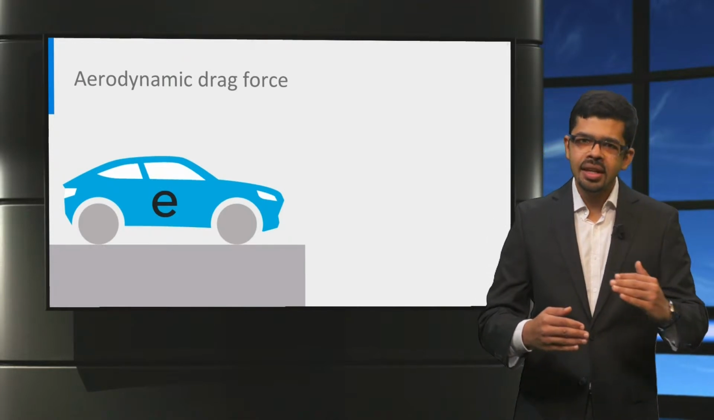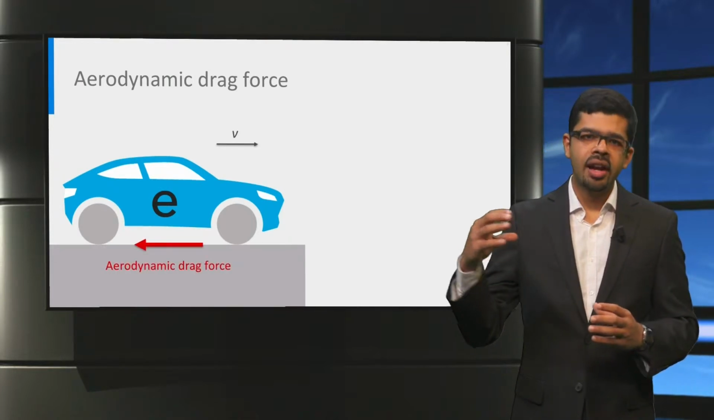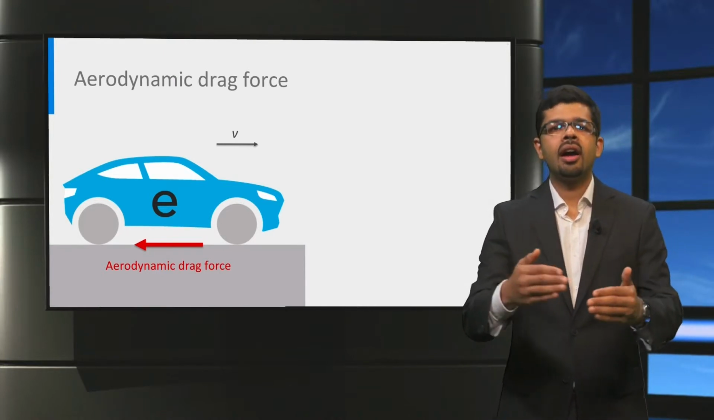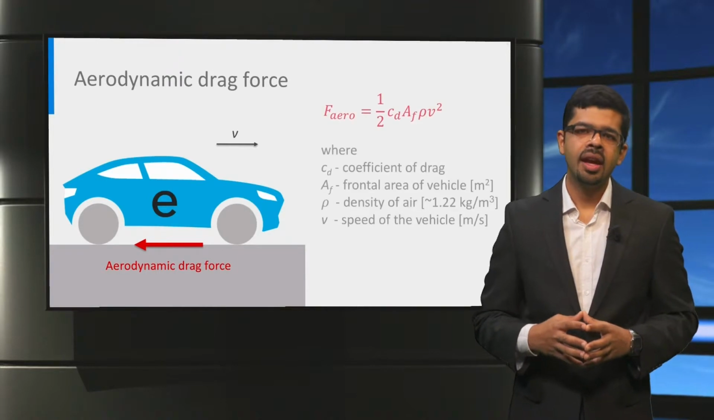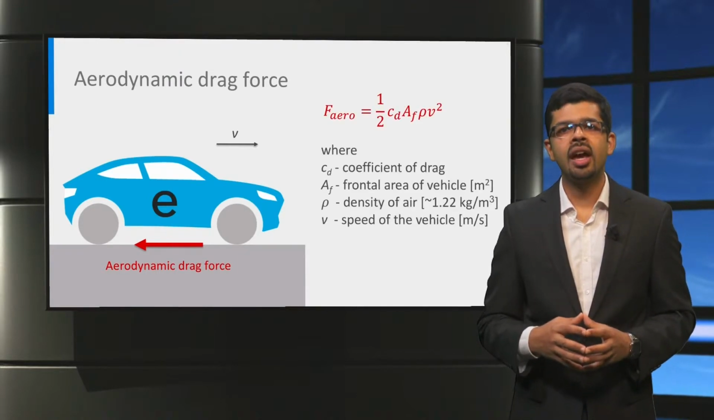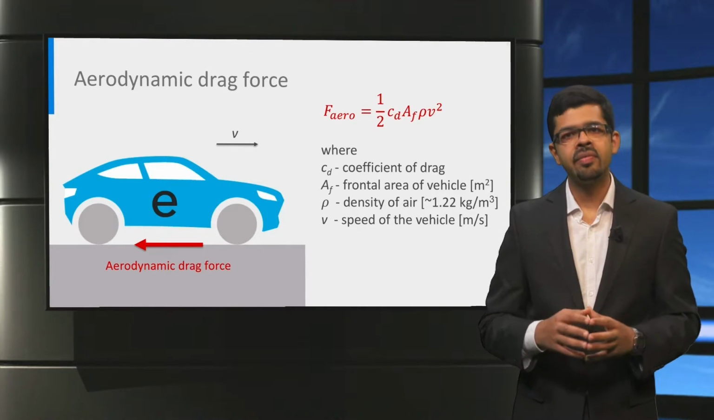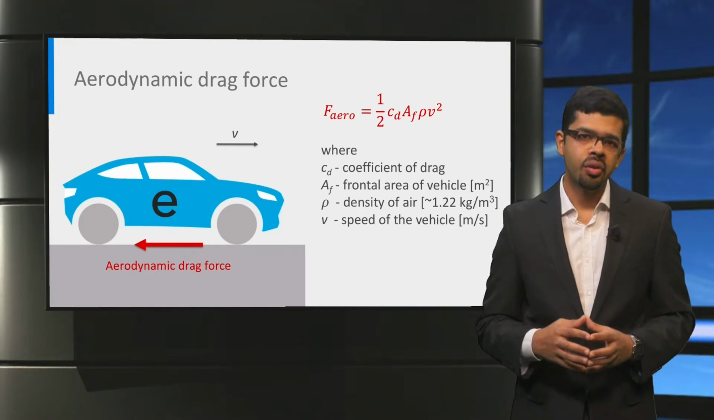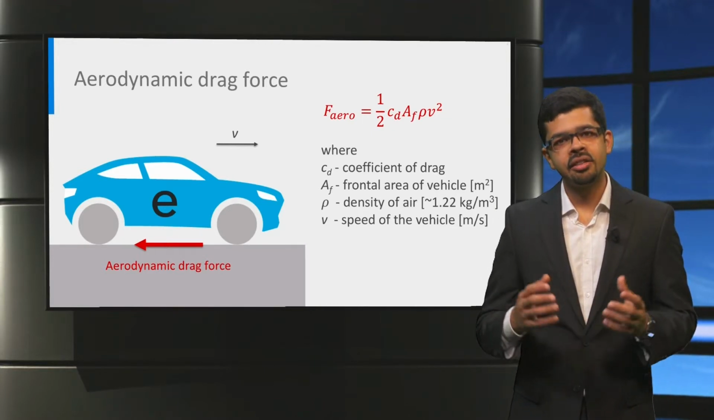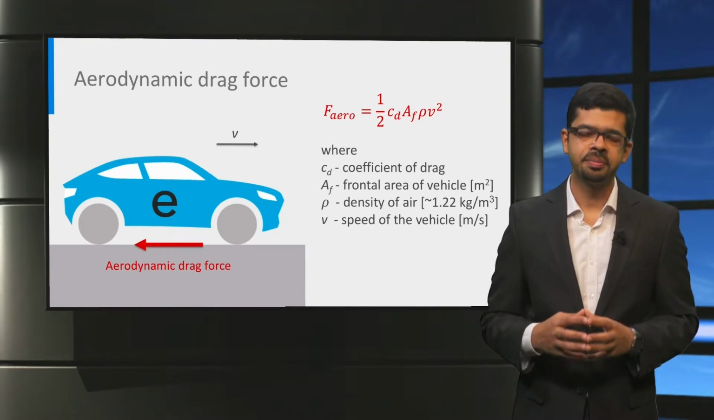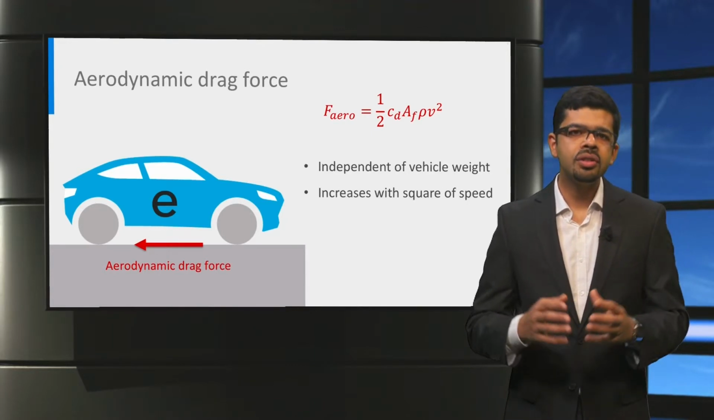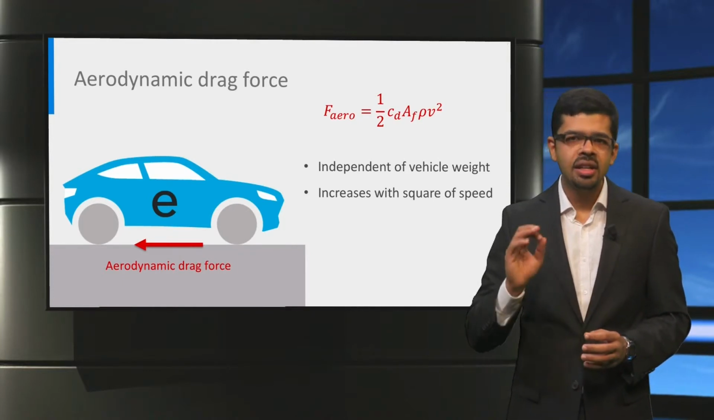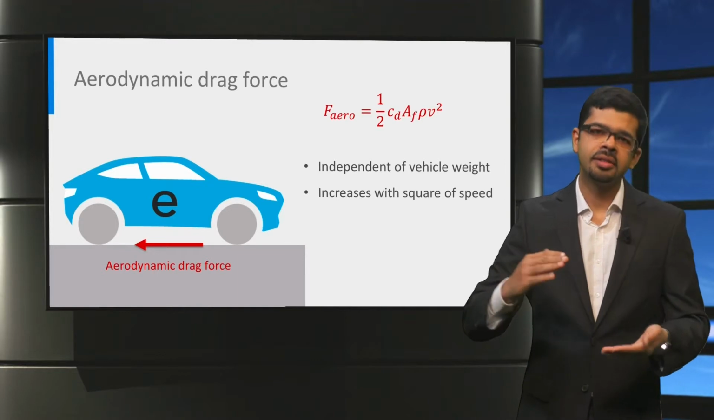As the vehicle speed increases, the aerodynamic drag force opposes the vehicle motion, as the air is forced to move and flow around the vehicle. It can be calculated as a product of the aerodynamic drag coefficient CD, the frontal area of the vehicle AF, the air density ρ, and the square of the vehicle speed V, the entire expression divided by 2. It is then important to note that the aerodynamic drag is independent of the vehicle mass, but has a very strong dependence to the speed of the vehicle.